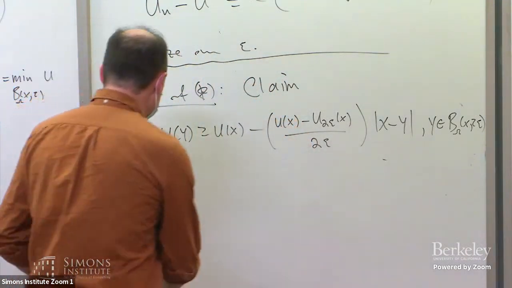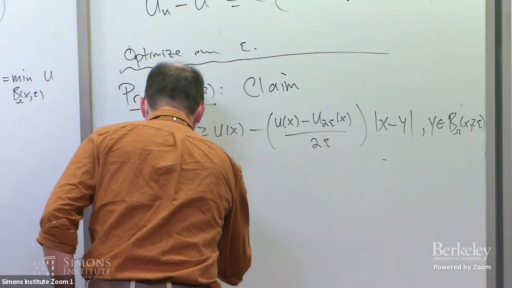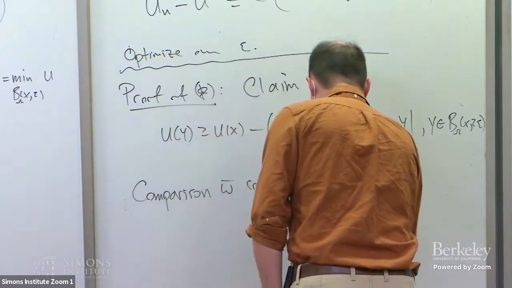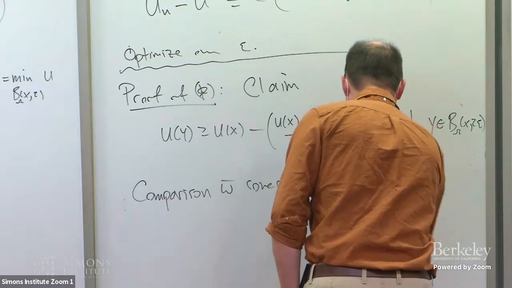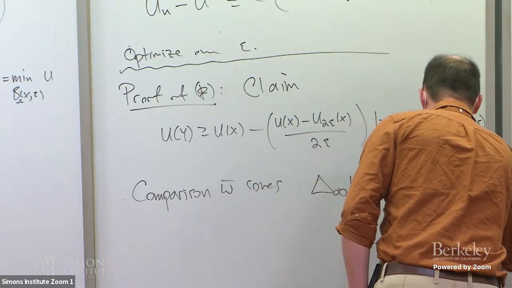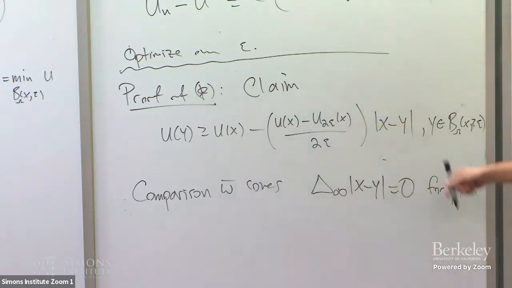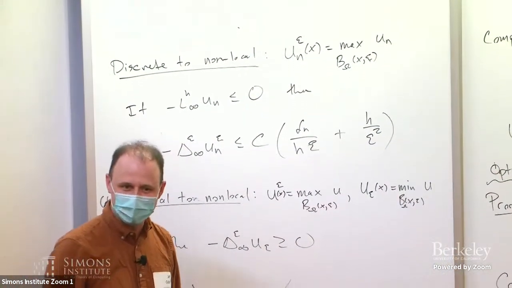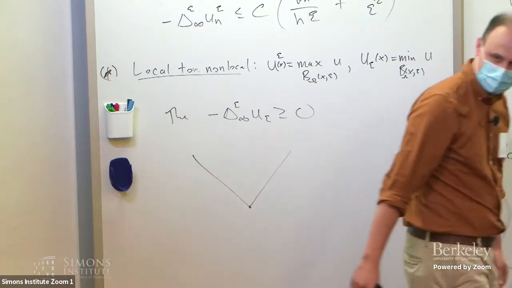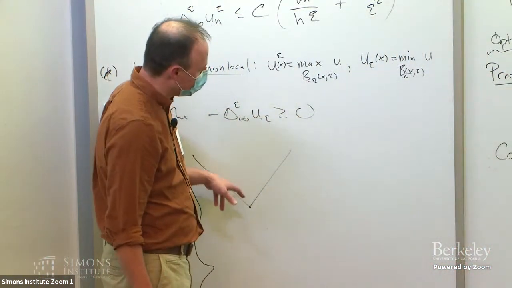The way this works is that you use this thing called comparison with cones, which is actually quite simple. The observation is that the infinity Laplacian of the cone function is 0 for y not equal to x. So cones are actually infinity harmonic. Why is that true? It's very simple. It's just a cone in the direction of the gradient, it's linear. So its second derivative vanishes, right? The infinity Laplacian is just the second derivative in the direction of the gradient, okay? So cone functions are infinity harmonic.